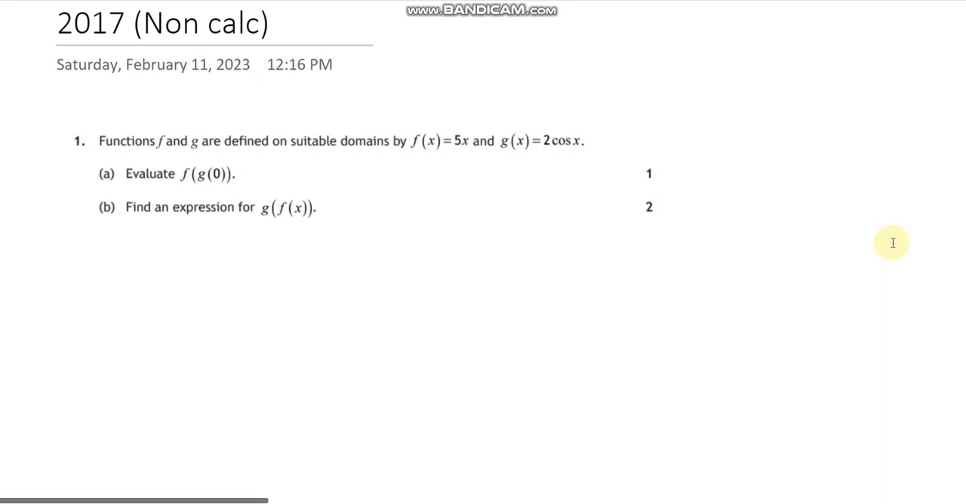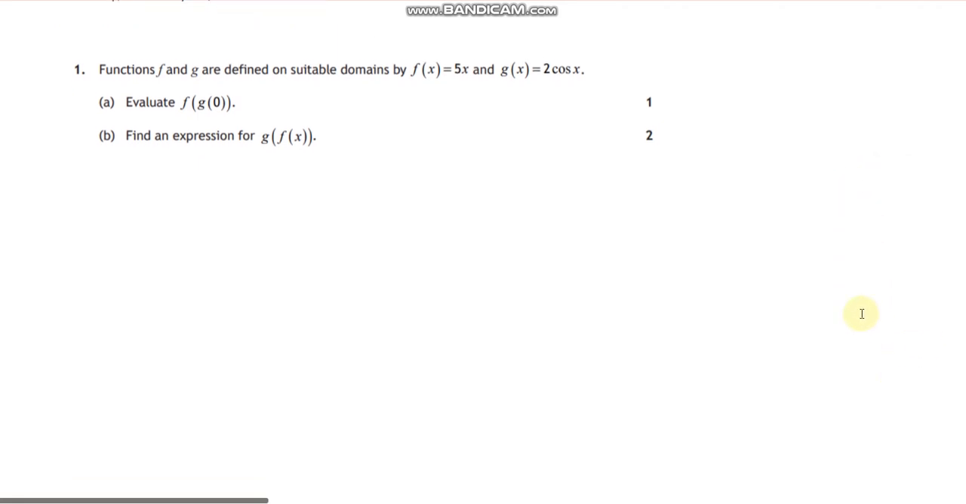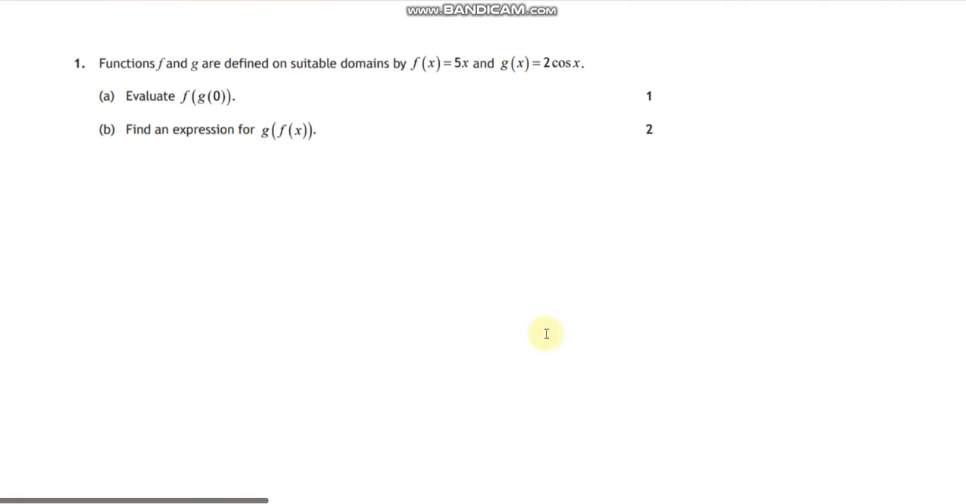Hey, so the 2017 paper, non-calculator. As is tradition, we're starting off with a sort of easy question just to get you warmed up, get your stress levels down. So we're putting G into F. Now for this one, I think I would actually just start off by evaluating G of 0.